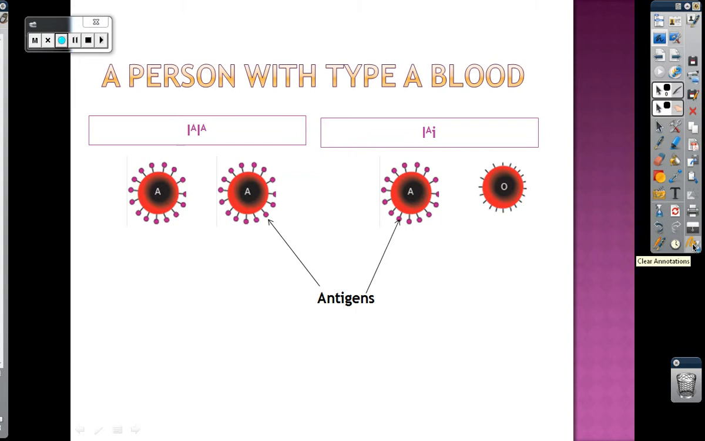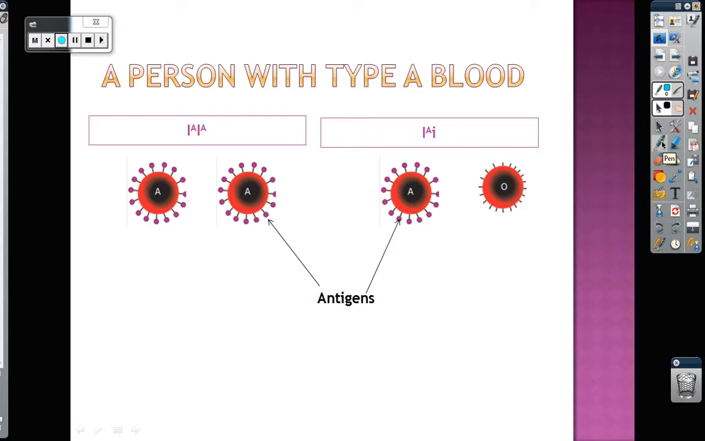A person with type A blood is going to have markers on their blood cells. Remember that all cells have antigenic markers, meaning all cells are technically antigen. It just depends if your body recognizes it as a self-antigen or a foreign antigen. So notice this person here, the homozygous dominant. All their blood cells look the same. They all have the A antigen markers. We're going to say these circles here represent the A antigen markers.